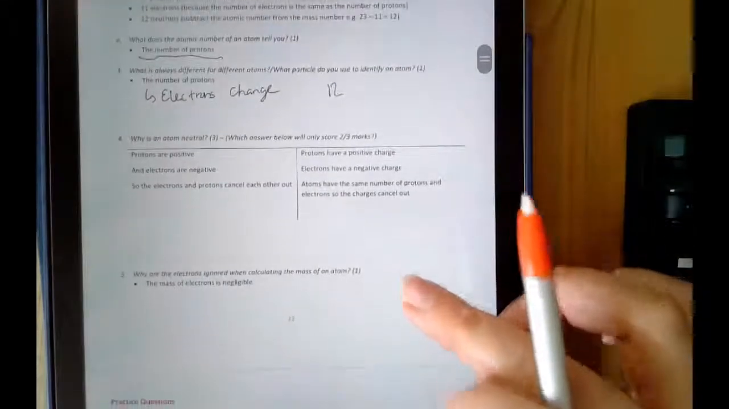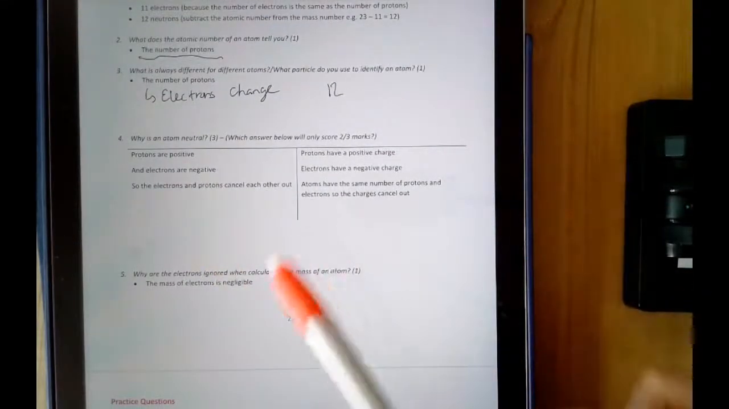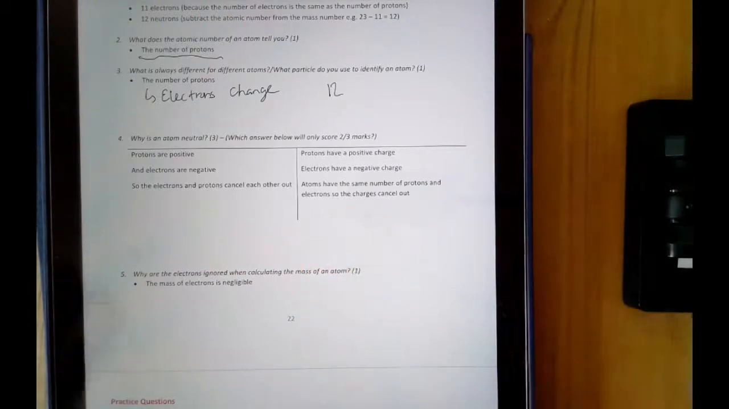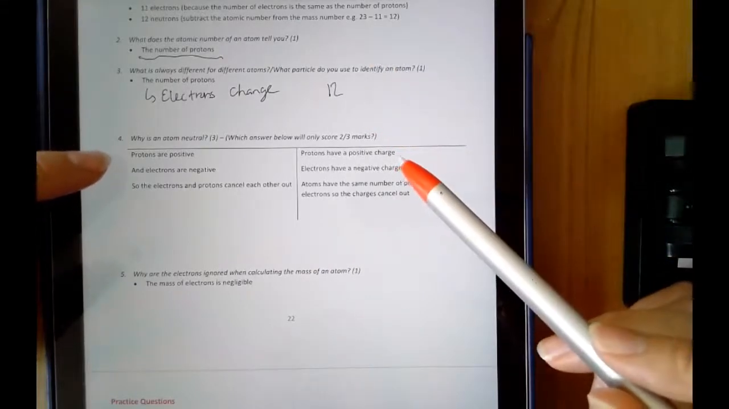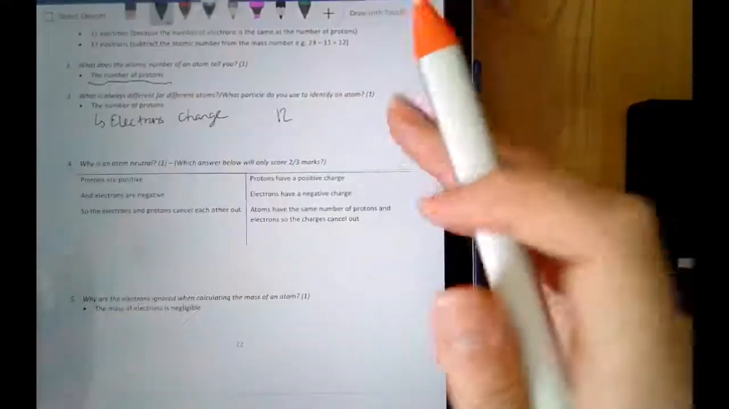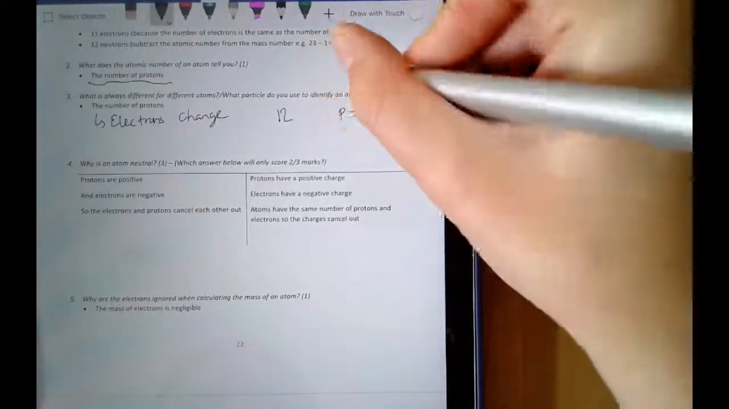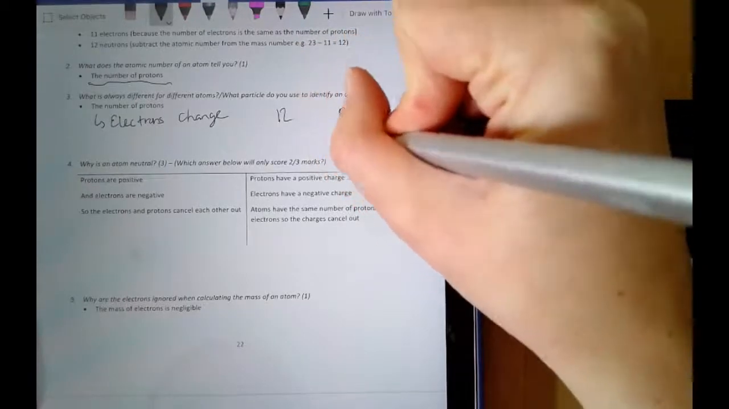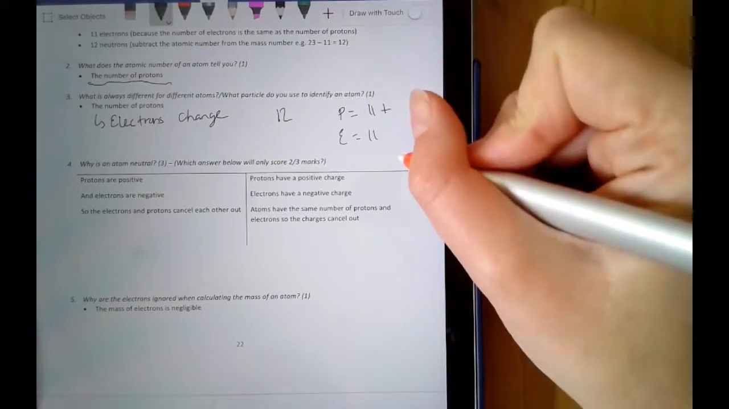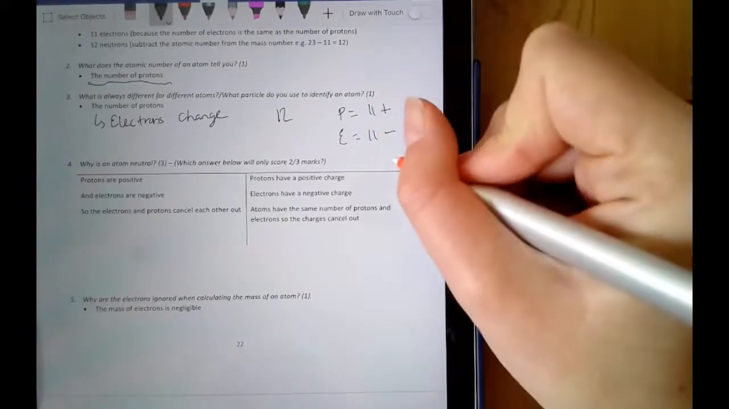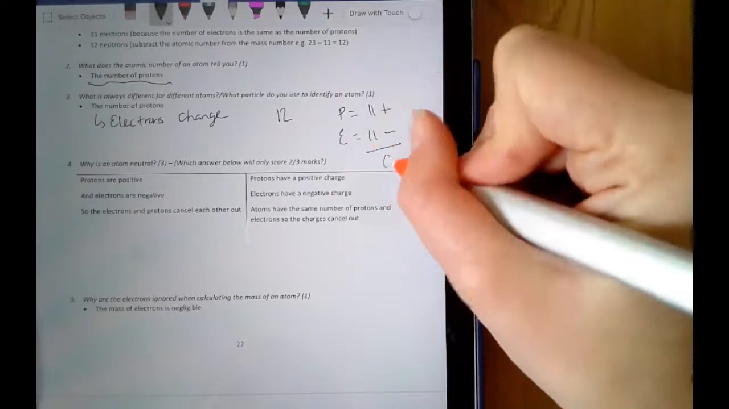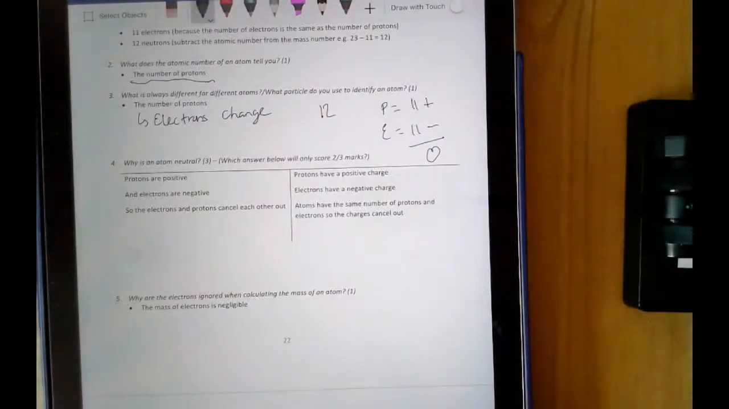Why is an atom neutral? So I've written 2 answers here. One of them will get you 3 marks. One of them will only get you 2 out of those 3 marks, okay? To get full marks for this, you have to say protons are positive, okay, or they have a positive charge. Electrons are negative. I look at sodium, which I had before. It had 11 protons and it had 11 electrons. Protons are positive, so it has 11 positive charges, and electrons are negative, so it has 11 negative charges. The positive charges and the negative charges cancel out. 11 minus 11 is 0. So overall, the atom is neutral.